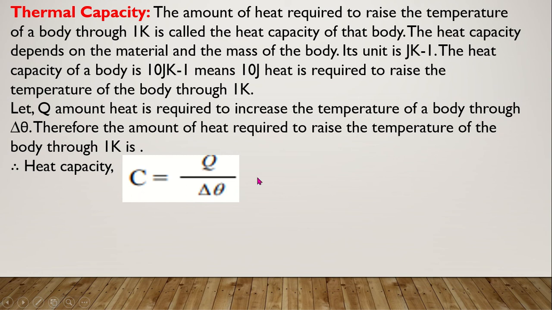Here, the unit of thermal capacity becomes joule per Kelvin, because you know Q, that is amount of heat, and heat is a kind of energy, and any kind of energy is measured by the unit of joule. So the unit of heat here is joule, and del theta is in Kelvin scale. In SI system, Kelvin is the unit of temperature. So the unit of heat capacity will be joule per Kelvin.